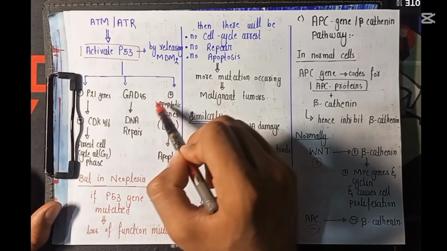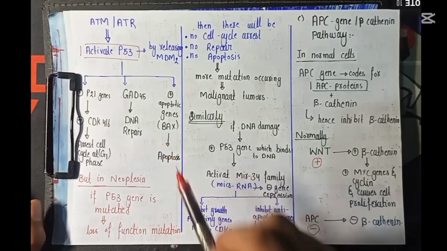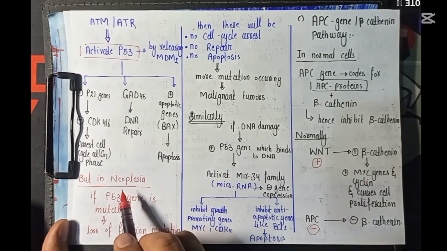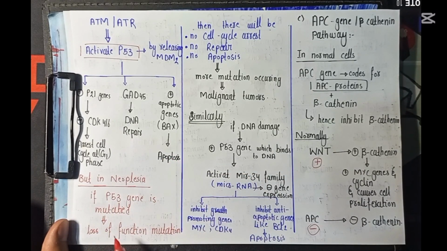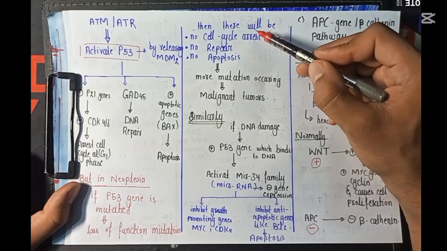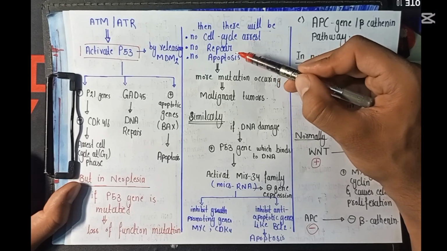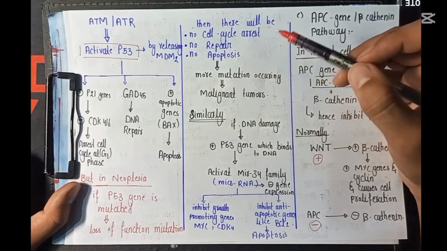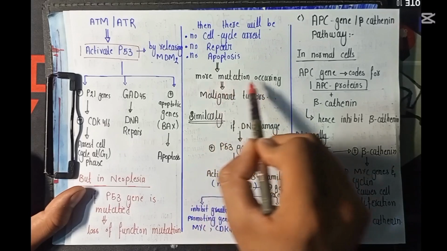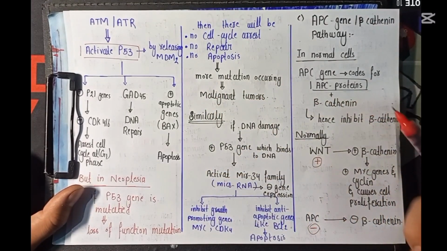But if there is more damage to the DNA, then the p53 gene induces the apoptotic genes and causes apoptosis of the cell. But in neoplasia, there is mutation in the p53 gene. Again, the mutation is a loss of function mutation, which shows the recessive pattern, meaning that both alleles of p53 will be mutated. So when the p53 gene is mutated, there will be no arrest of the cell cycle, no repair of the DNA, and no apoptosis, and the cell becomes immortal, and more mutations accumulate in the cell with time, which leads to malignant changes.